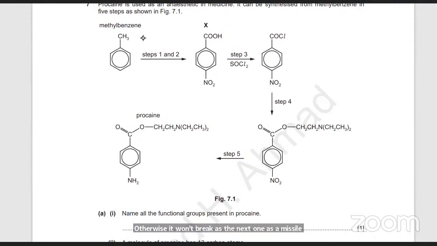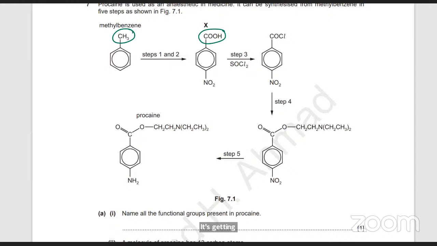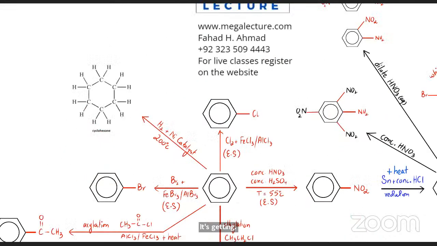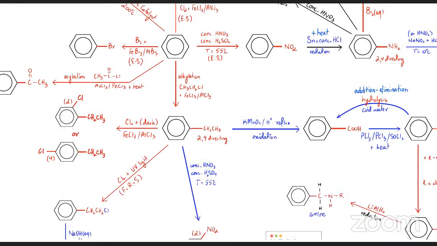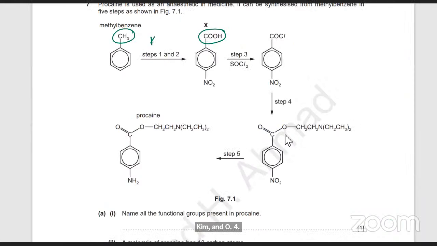As a next one, a methyl group turns into a carboxylic acid. So a methylbenzene, an arene, turns into a carboxylic acid. It's getting oxidized. What is the oxidizing agent? It's KMnO4. If you have an arene, it turns into a carboxylic acid, so KMnO4. Acidified, under reflux. You don't need to know the mechanism, you just need to know the carbon chain just turns into a carboxylic acid.